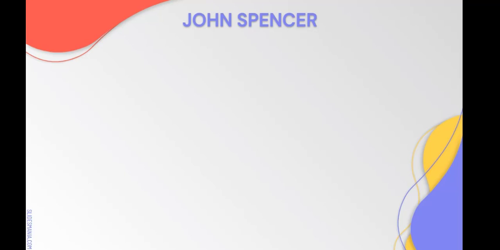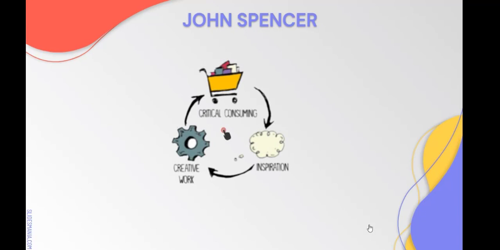One thing that I found really powerful in some of Dr. Spencer's work is his thinking around the idea of students being critical consumers, and that when they're a critical consumer, this can lead to their creativity. And so in his work, he has developed this cycle or this model. And in this model, there are three important pieces.